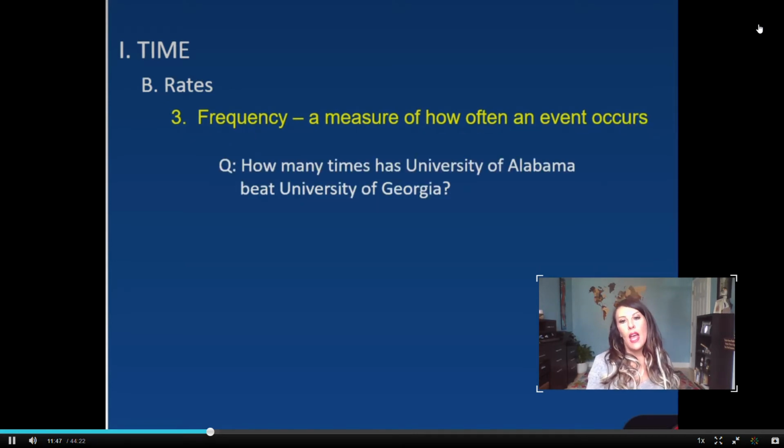And my big brothers always say, you know, you got to keep it real for these students. So here's a question for you about frequency. How many times has University of Alabama beat University of Georgia? I'm sure somebody cares about the SEC out there.